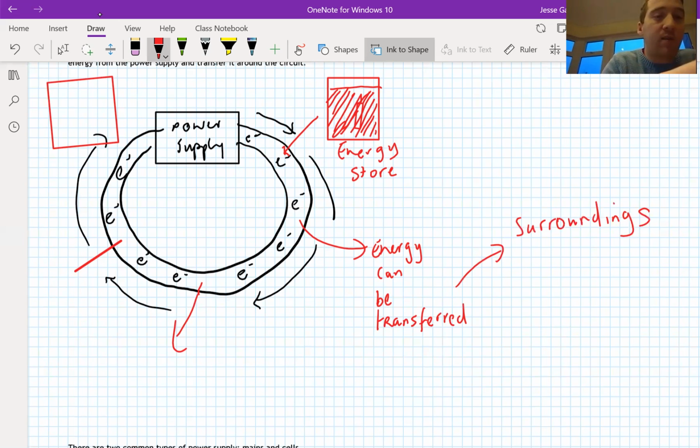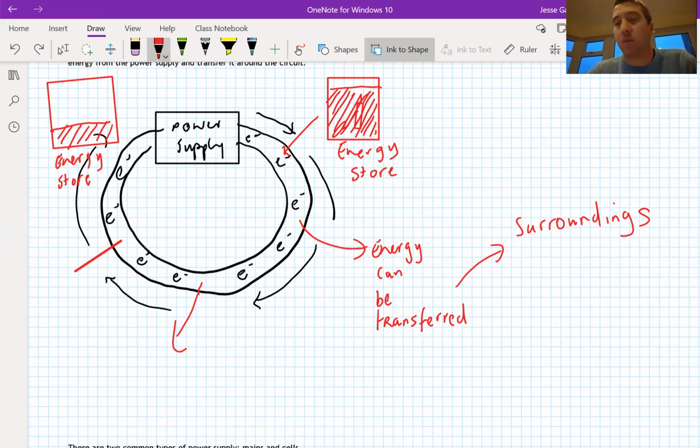By the time it gets back around here, the energy has been reduced because energy has been transferred out of the electrons' energy store. So the energy store has now emptied quite a bit. The energy store is now much lower in energy.